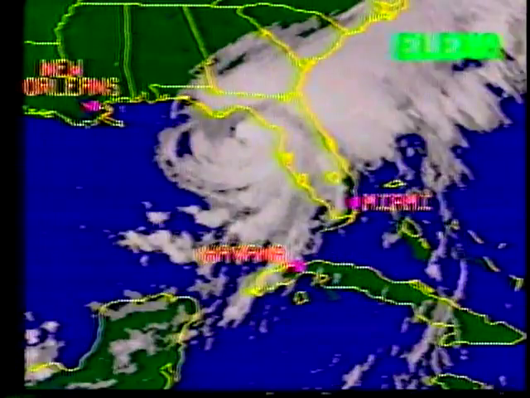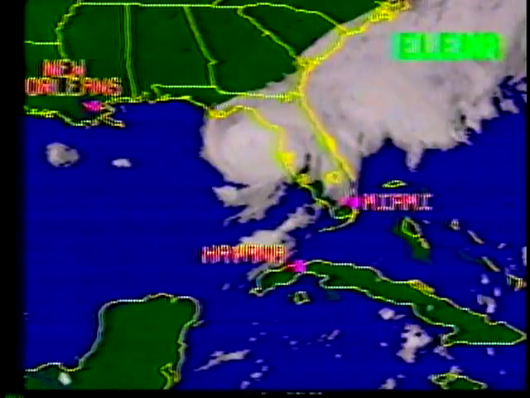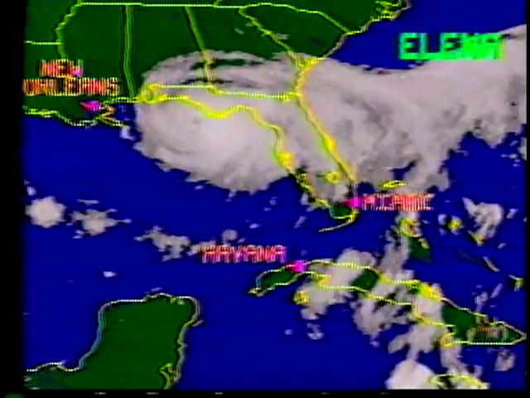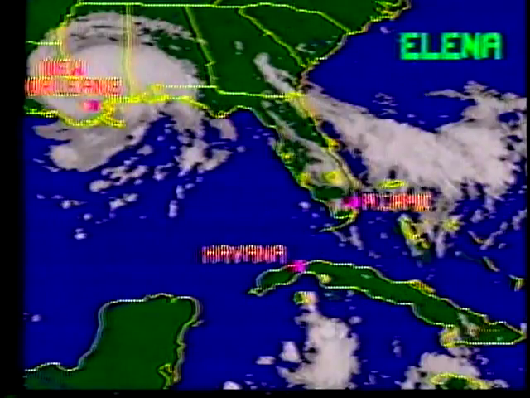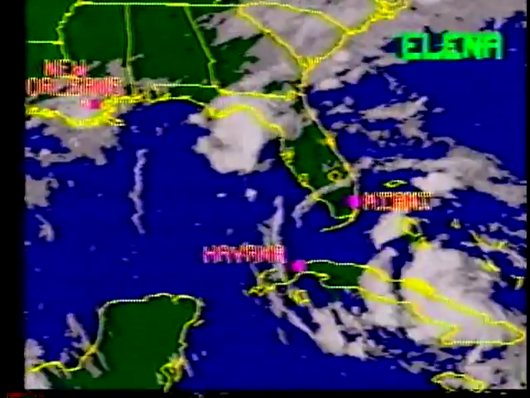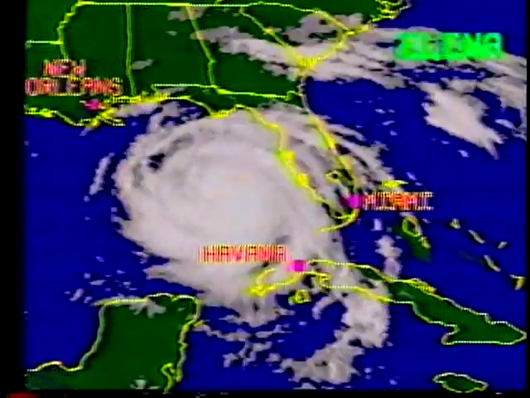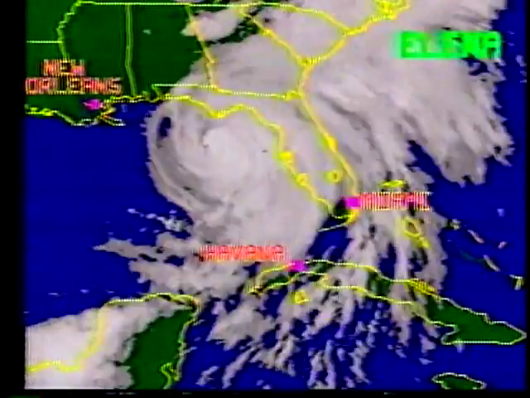As the trough moved off to the east, Elena resumed a west by northwesterly heading, finally making landfall along the Mississippi coast. Sequencing the images more rapidly helps to illustrate the system's erratic movement as it interacted with the mid-latitude trough to the north.